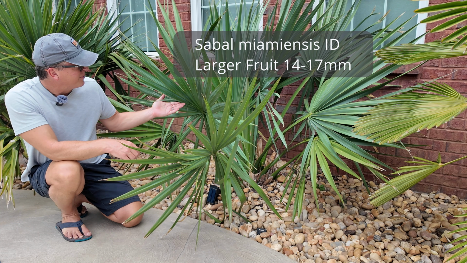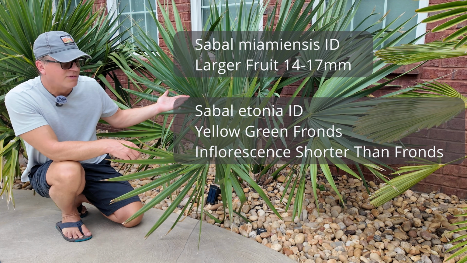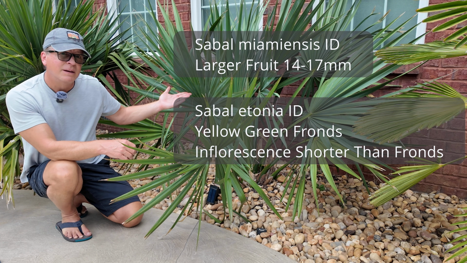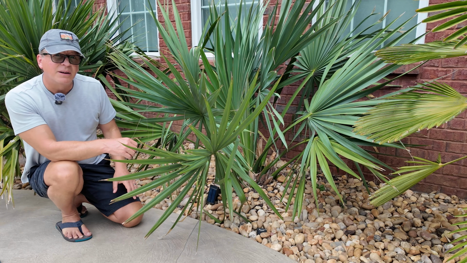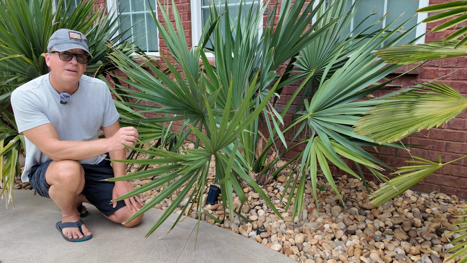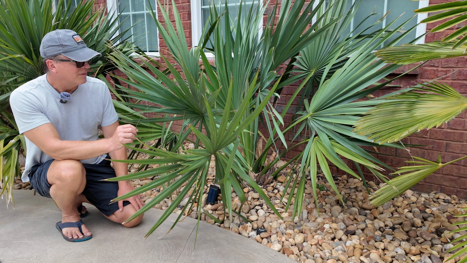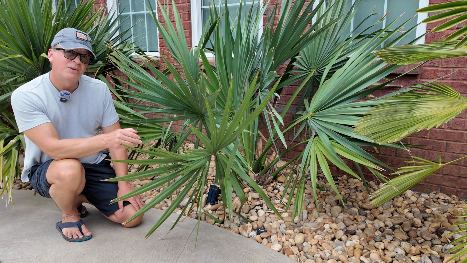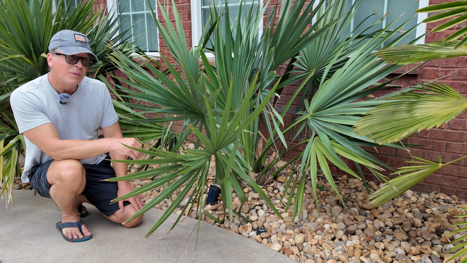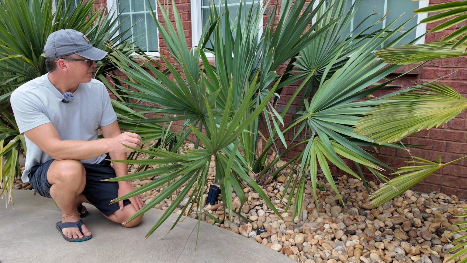And the Etonia, which is going to have more of a yellow-green frond than this one, and the bloom stalks are going to be shorter than the fronds. And so that's the only other ones that you might confuse with this palm. But in general, for us cold hardy palm growers, the sabal minor is the one you're going to want.